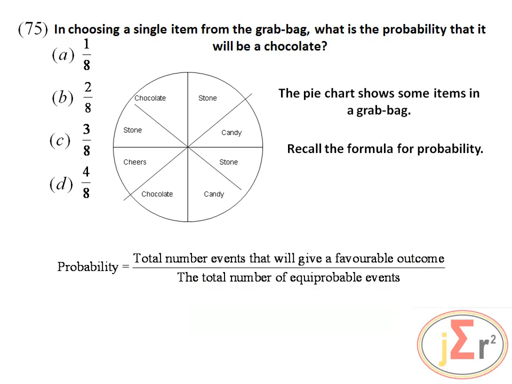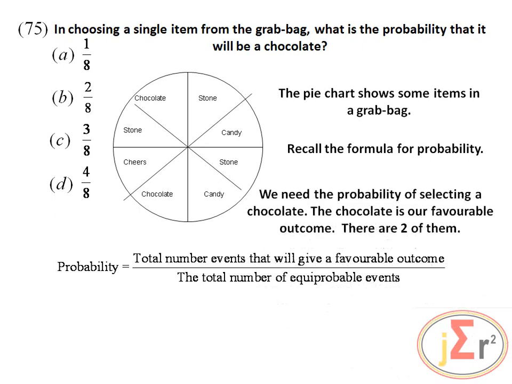So we are going to put the formula again. The probability, and there's quite a bit of formula. It says the total number of events that will give a favorable outcome over the total number of equiprobable events. And of course, we know what the word equiprobable means, right? It has an equal opportunity of being selected. So the total number of events, how do we find that? We need to look in the chart and identify all the chocolates.